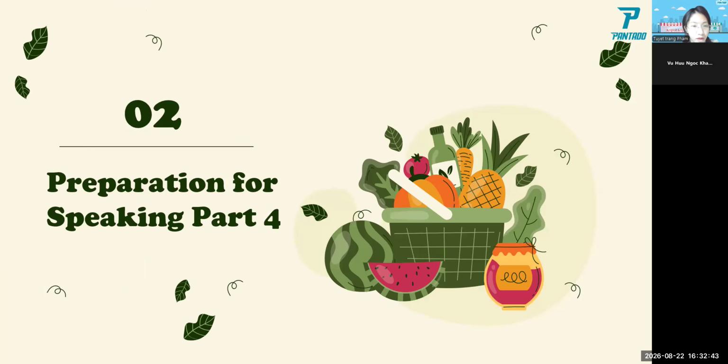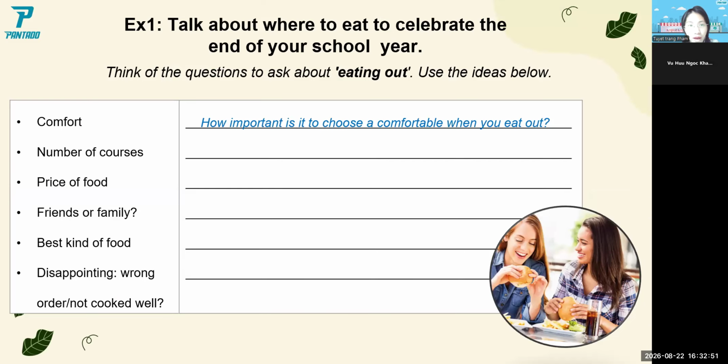And next, we move to the preparation for speaking part 4. Oh, for the speaking, well, we can do that. Exercise number 1, talk about where to eat to celebrate the end of your school year. Think of the questions to ask about eating out. Use the ideas below. Comfort, number of courses. Price of food, friends or family. Best kind of food. Disappointed, wrong order, or not cooked well.